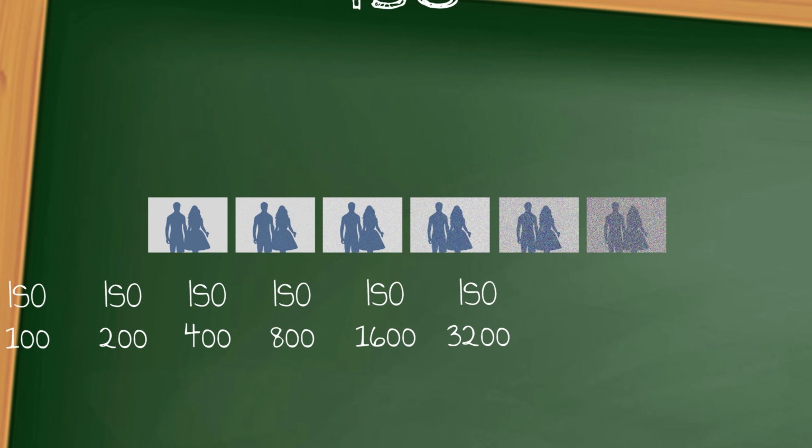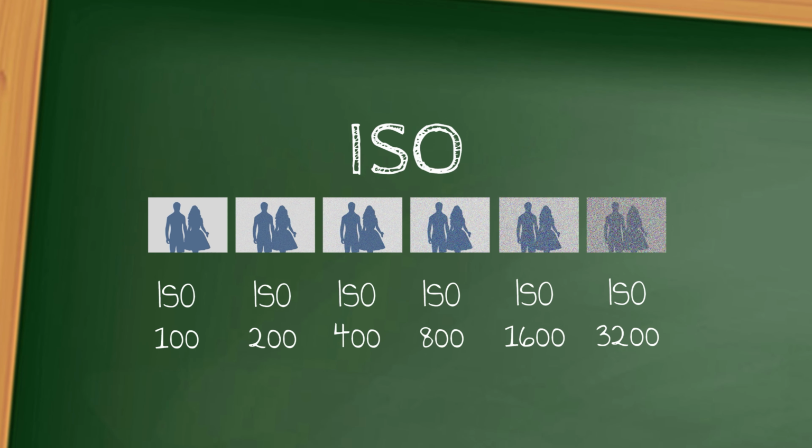The last thing is ISO and how it's measured. Of course, it starts off with ISO 100 and it increases from there. So you have ISO 100, ISO 200, ISO 400, ISO 800.